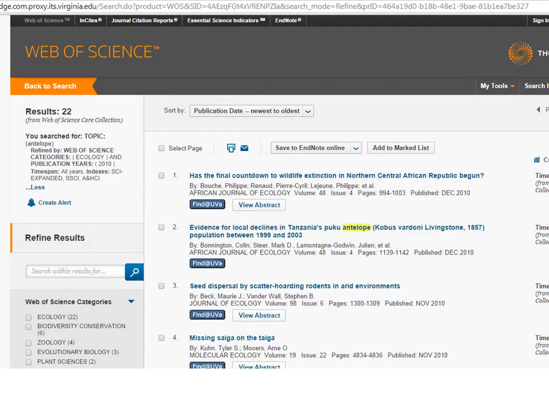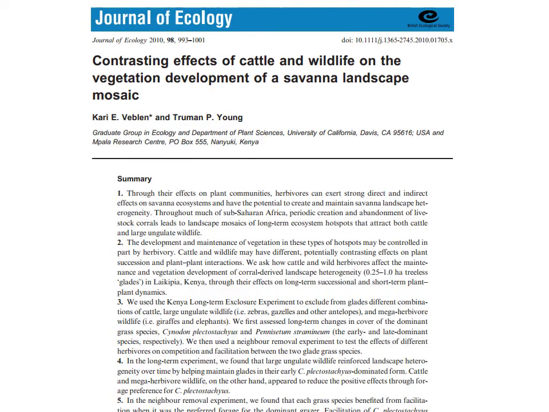Here is the result of my Web of Science search. I have limited my results to include antelopes in the topic, with a date range of since 2010. I have also limited the category to ecology. This is what the results look like, and as you can see, it has been nicely narrowed down to only 22 choices. Here is the specific article that I chose from those 22 options.